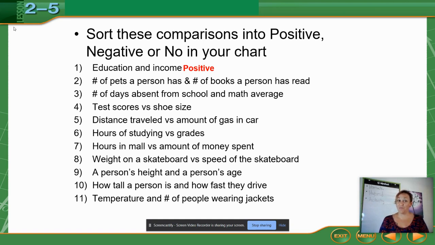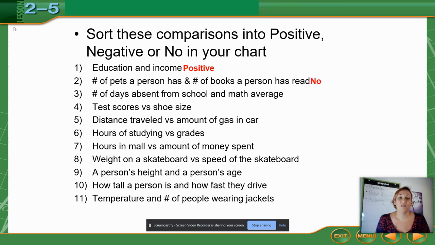All right, I hope you've already written down all 11 problems with your answers so you can check and see if you got it right or wrong. Let's start with number 2. Number 2 says the number of pets a person has and the number of books a person has read. So we want to think like, if I have more pets, what does that mean about how many books I've read? And it means nothing. That one has no correlation.